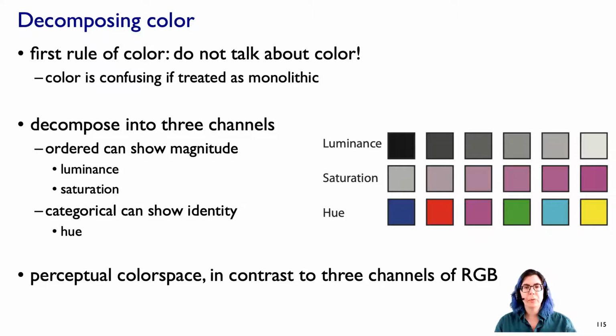Some of you who've done more web programming or computer graphics might be aware of RGB as another color space. It is 3 channels, but it's a very different hardware-oriented color space as opposed to a perceptually oriented one. So the first one is much better suited for thinking about visual encoding.